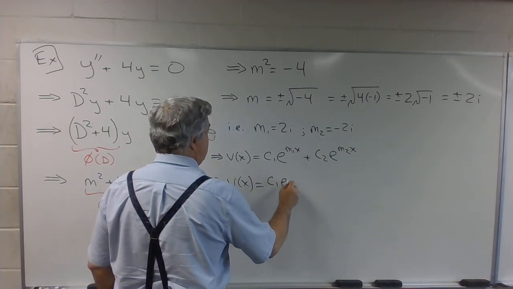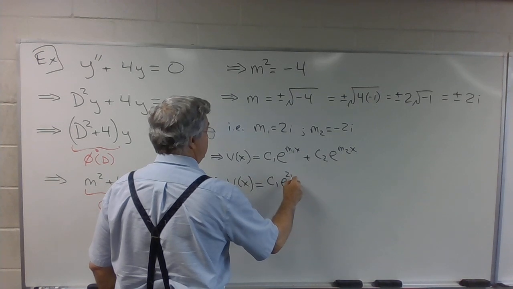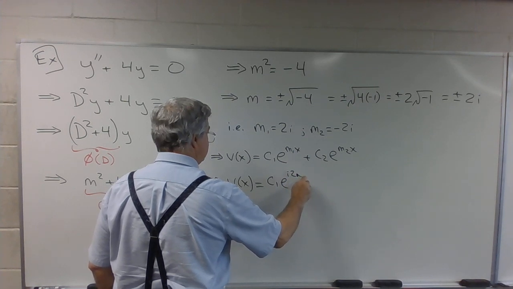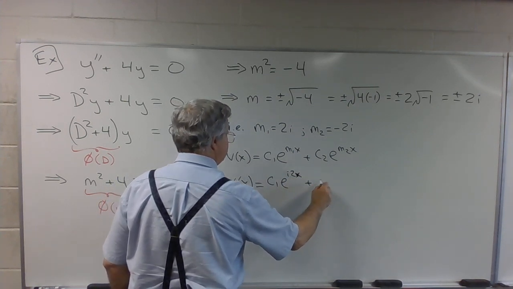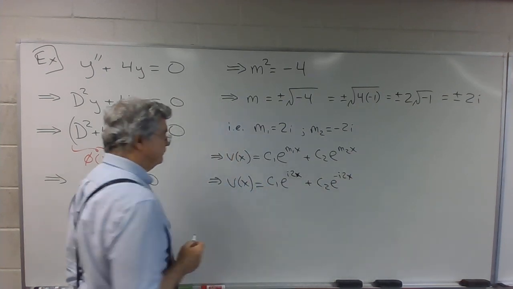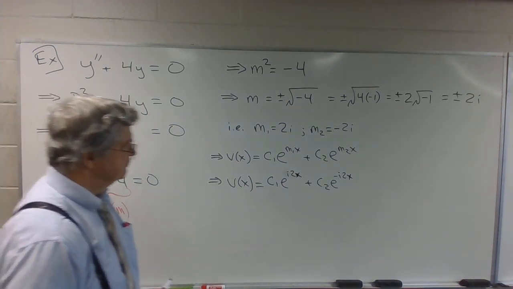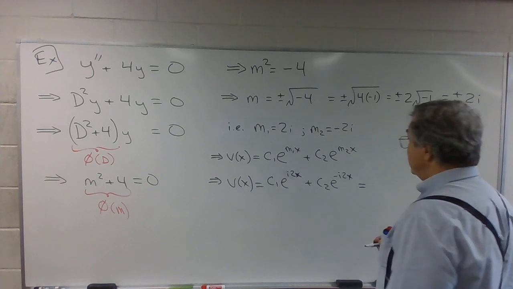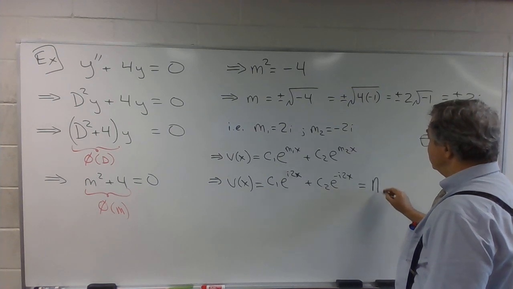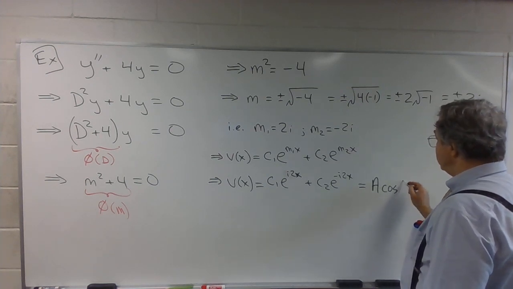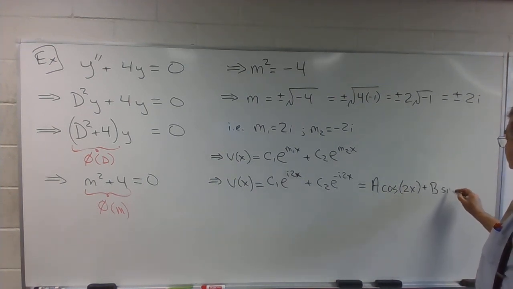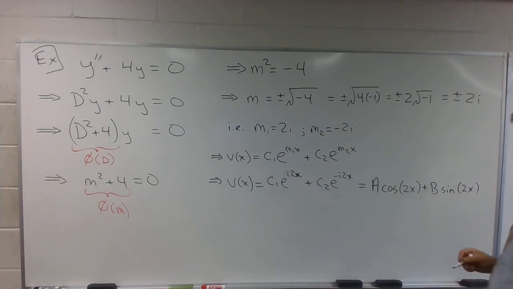So C1 e to the what? 2. Let's say i times 2x plus C2 e to the negative i times 2x. The constants too are significant. This tells us we're going to get a cosine of 2x plus b sine of 2x.